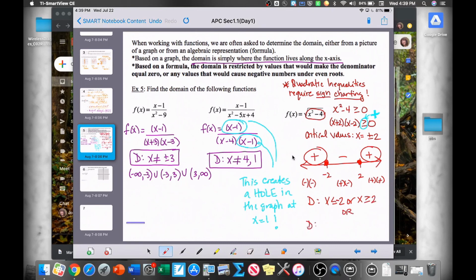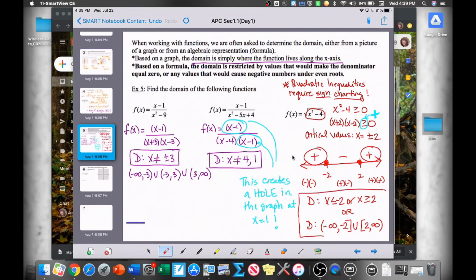Or I could write it again in interval notation, and I could say, well, x values less than or equal to negative 2 would be negative infinity up to and including negative 2, so square bracket on negative 2, union, and then values 2 or bigger would be 2 comma positive infinity with a square bracket on the 2. So two different ways to write my domain here.